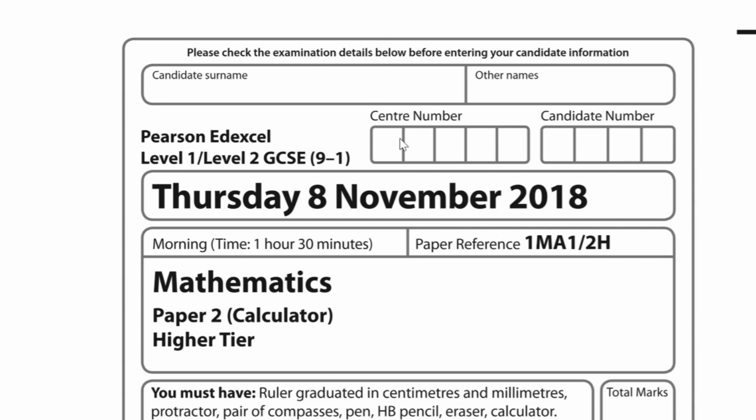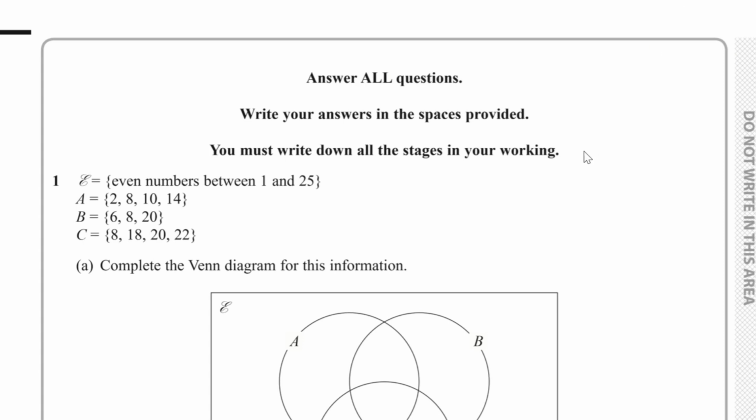This is the Edexcel GCSE 9-1 Maths paper 2 from the November 2018 series, and this paper is the higher paper. Question number 1. We've got a set of even numbers between 1 and 25.